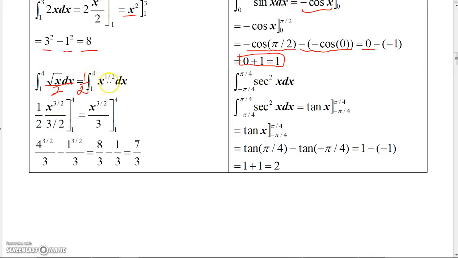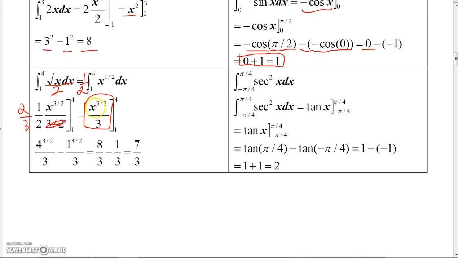So if you integrate x to the 1/2, you get x to the 3/2 over 3/2. Well, you still have the 1/2 here, so you're going to have to multiply that by 2/3, because dividing by 3/2 is the same as multiplying by 2/3. Well, 2/3 times 1/2, the 2's cancel, and you just get 1/3. So I just get this function over 3.